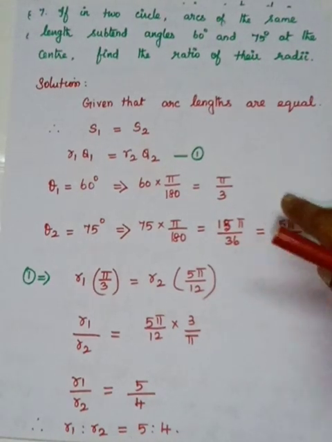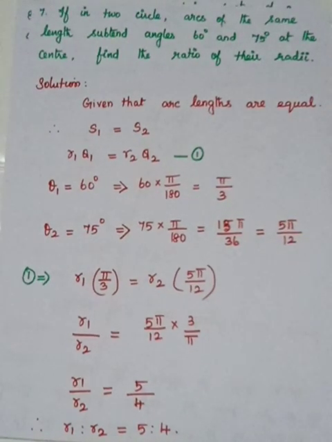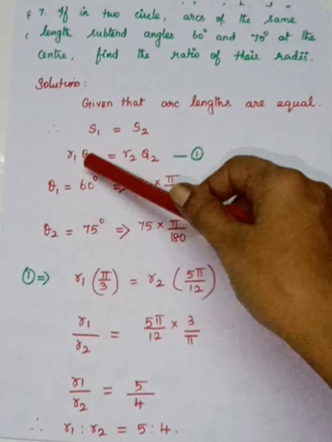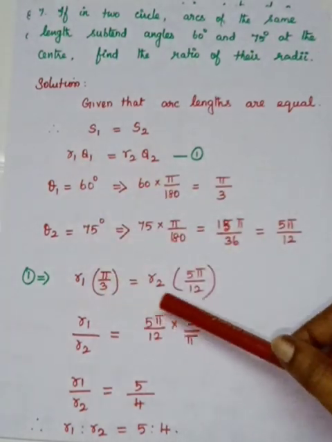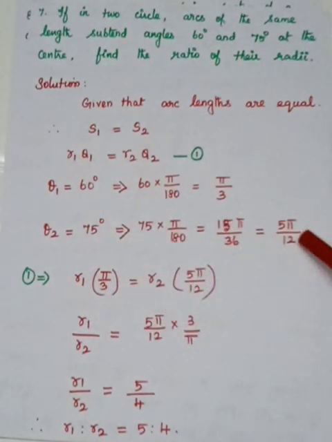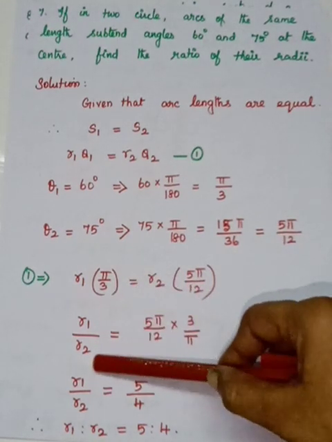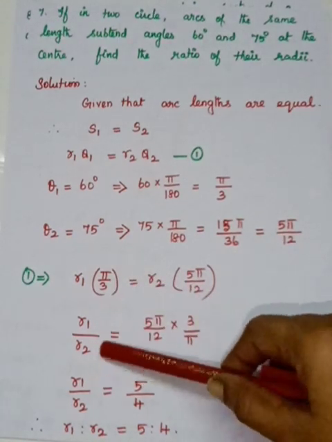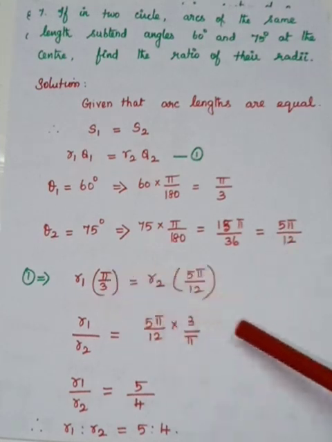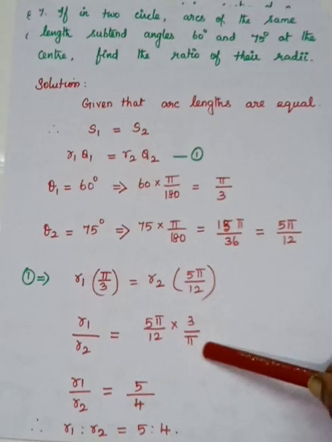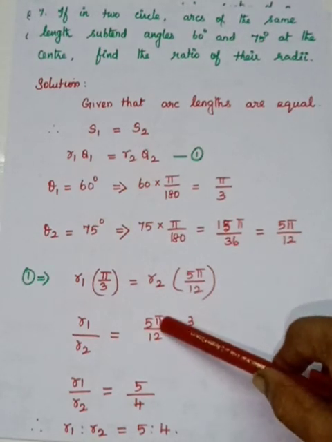Theta 1 and theta 2 were given in degree, so we have converted into radian measure and substitute here. So R1 into pi by 3 is equal to R2 into theta 2, which is 5 pi by 12. When you take R2 to the left side, it is division, and this pi by 3, when you bring it to the other side, has to come in the reciprocal. So it is 3 by pi. So this pi and this pi get cancelled.